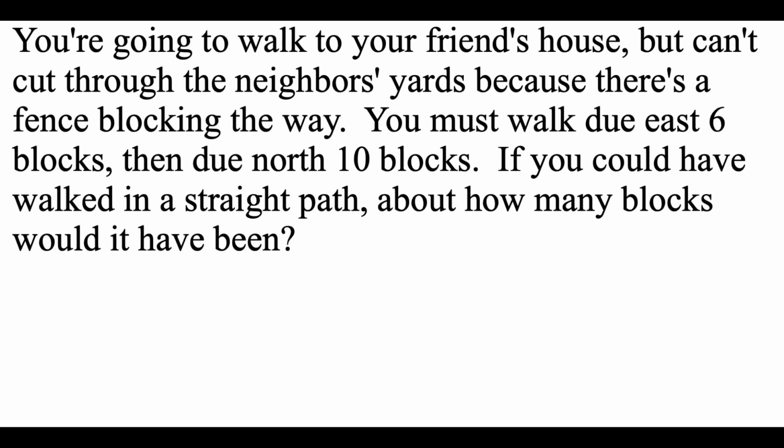Now we're going to draw out a picture to help us represent this situation. So I'm going to let this dot right here be your house. Now you have to walk due east 6 blocks. Due east means directly to the right, 6 blocks, so that's a distance of 6. Then from there you have to turn and go north 10 blocks. So north is going to be up, and that distance is 10 blocks. So this is your friend's house right here. And we're trying to figure out if you could go directly from your house to your friend's house, what would that distance be?